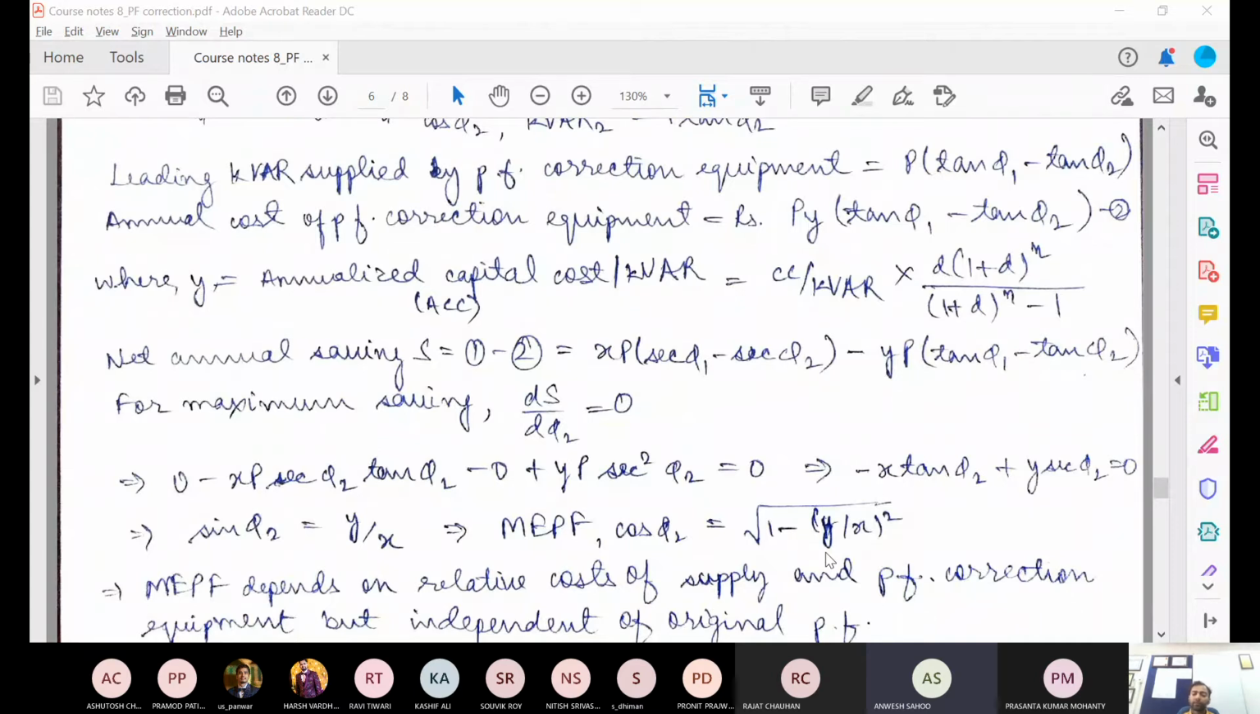So in the first case, we are taking annual saving for active power. Not active power, it is for apparent power. Apparent power. Okay, sir. And in the second case, we are taking the annual cost of correction for reactive power. So how do we know that, sir? I didn't get that.